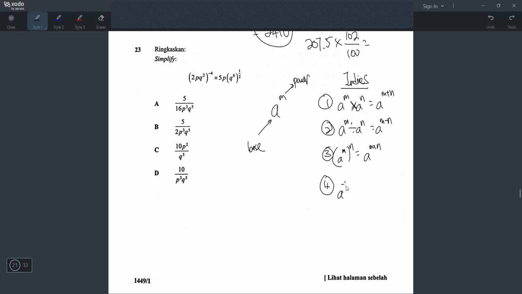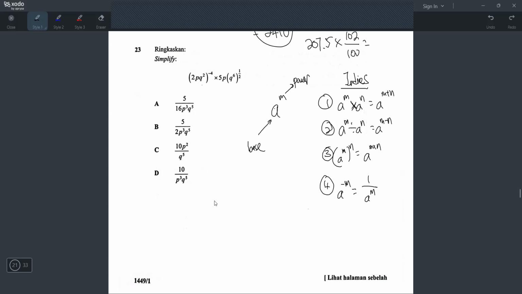So if I give you A power negative M, you can convert this into 1 over A power M. It means you can bawa this base, the number here, you can bawa atas ke bawah, bawah ke atas. Tapi base dia tetap sama, tapi kuasa tu kena tukar tanda. Alright? So I give you one example.